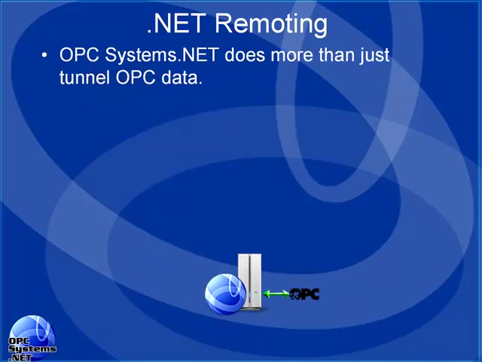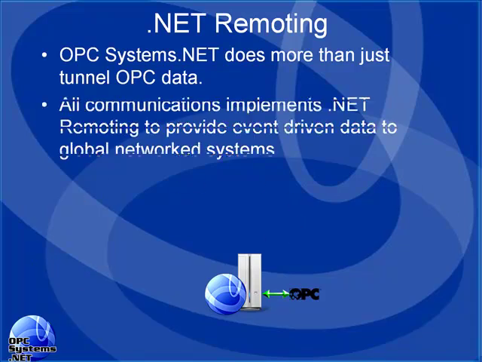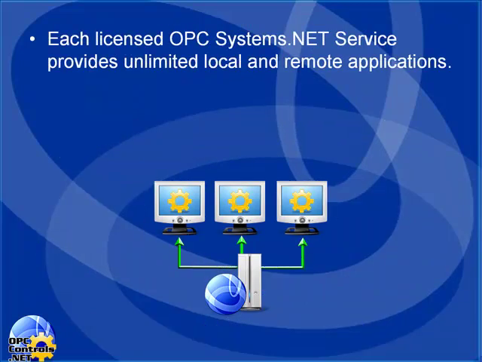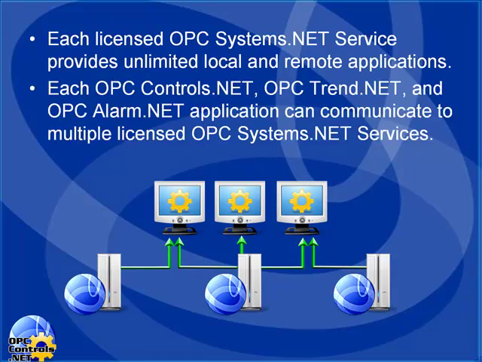opcsystems.net implements .NET remoting, so this makes it possible for all of our components to use the internet as a communication source. We eliminate DCOM as a need for communications and simply use TCP connections, so it's very easy to implement those remote connections. Each opcsystems.net client product supports unlimited numbers of client connections to each licensed service. Each client application can also connect to unlimited numbers of remote services.